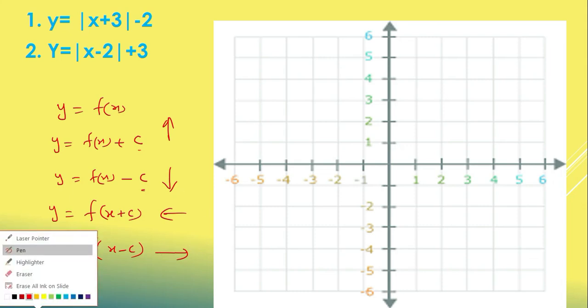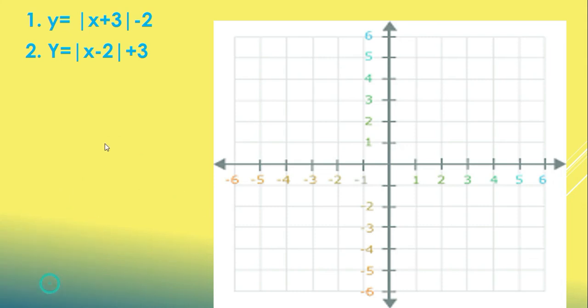Now look at this given example. Y is equal to x plus 3 minus 2. You are adding a constant to the variable x plus 3. Okay, how many units? 3 units. So you should move 3 units left.